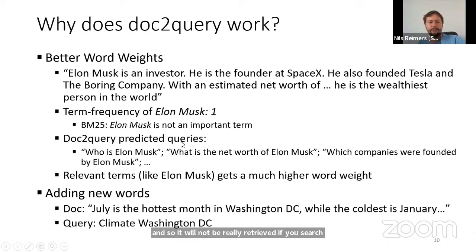In contrast, Dr. Query predicts queries like, who is Elon Musk? What's the net worth of Elon Musk? Which companies were founded by Elon Musk? So relevant terms like Elon Musk get a much higher word weight. The network helps lexical search BM25 to say which words and phrases are relevant. And it also helps to add new words. For example, you have a document: July is the hottest month in Washington, D.C., while the coldest month is January. Then a possible query generated by the model is climate Washington, D.C. So here it adds climate to the document, even though climate is not mentioned in the document itself.